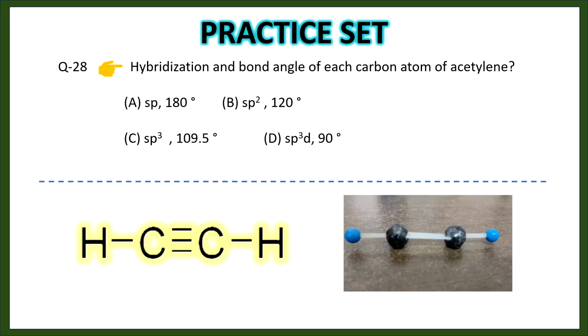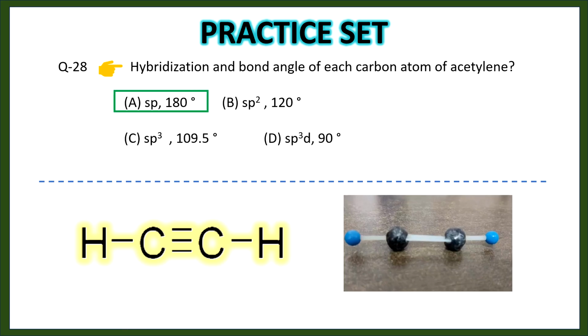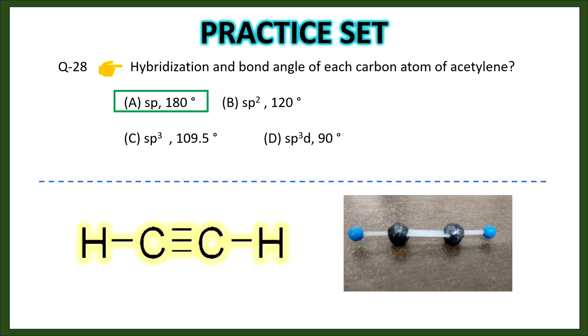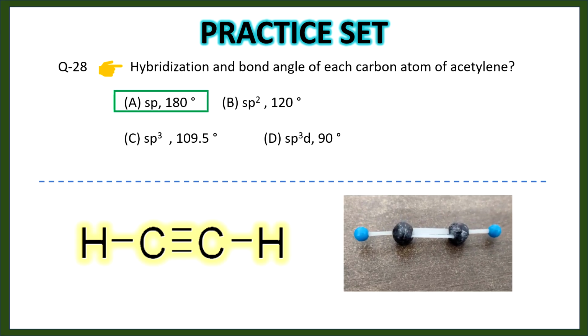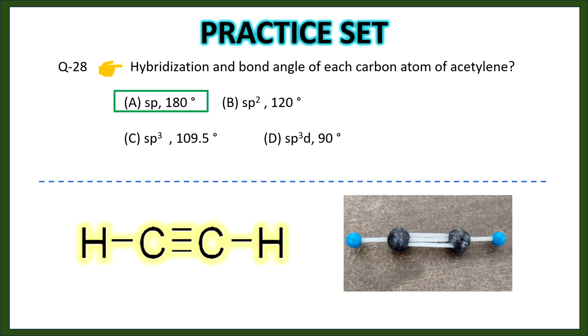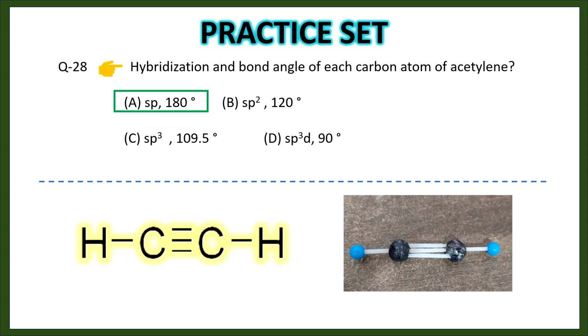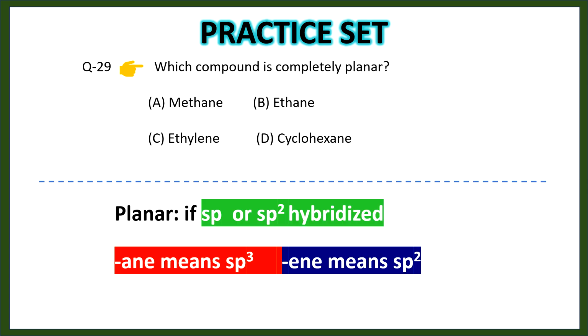Hybridization and bond angle of each carbon atom of acetylene. This is the structure of acetylene, and we could see this is linear and sp hybridized carbon, 180 degree option. Look at this video, how it looks like. The structure is linear. These are on a linear plane.